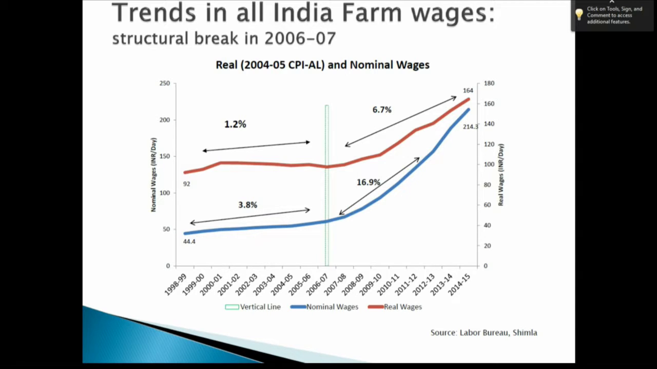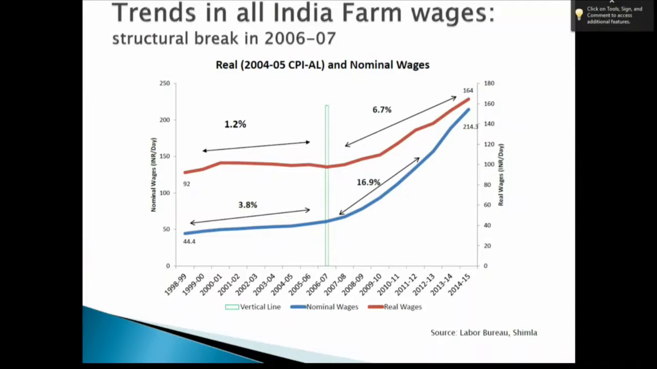So there are two curves, one nominal and one real. We deduced real by using CPIAL, the Consumer Price Index for agricultural laborers, with the data on 2004 and 5. And it clearly shows that there was a structural break in 2006 and 7. That was when we saw a sudden jump in the year-on-year increase in Indian farm wages.